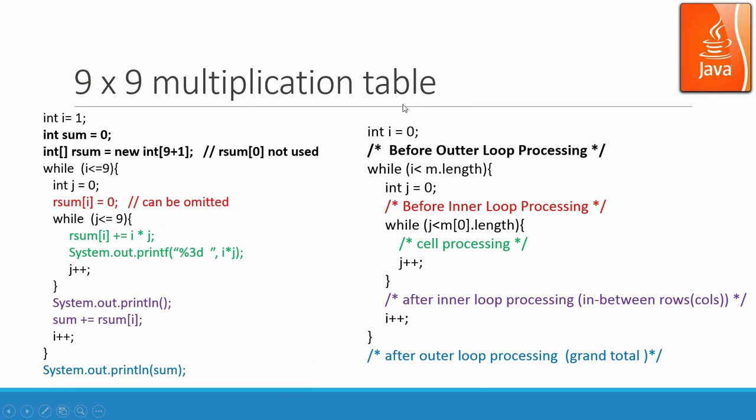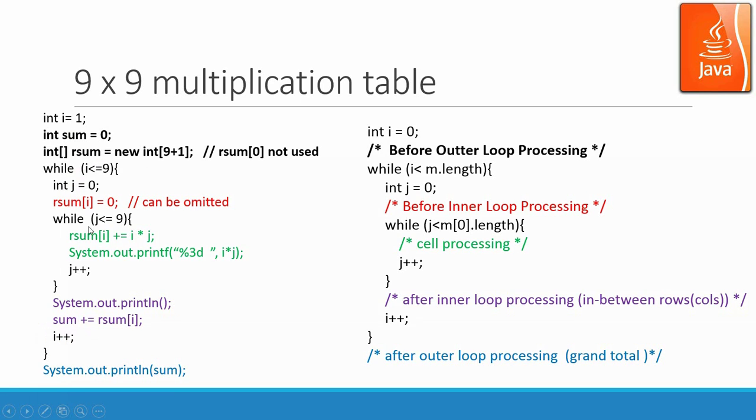Here is one example of the 9x9 multiplication table. On the right hand side, we have the same algorithm I showed in the previous slides. On the left hand side, I have the implementation for that 9x9 multiplication table. So first, we set the row index I to be 1, and then each time we go into this row index loop, the while loop over here, and at the end we update the I by increasing it by 1.